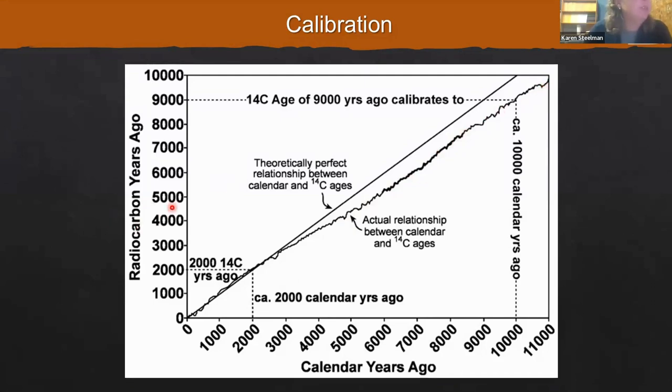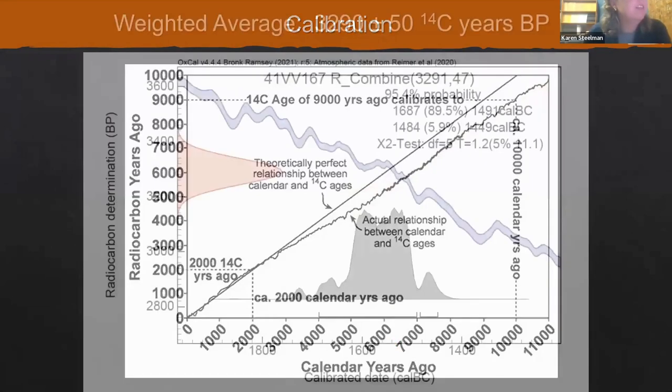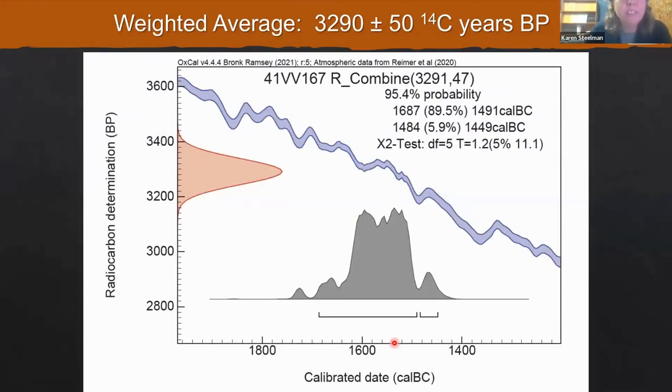So we can radiocarbon date something, and then again, we can come across and hit the calibration curve here with all the wiggles. Then we can come down and we can get a calendar age. I use software to do that once we get measurements. I use a software called OxCal. Here's an example, and this is actually a weighted average. An average is always better than one single measurement.